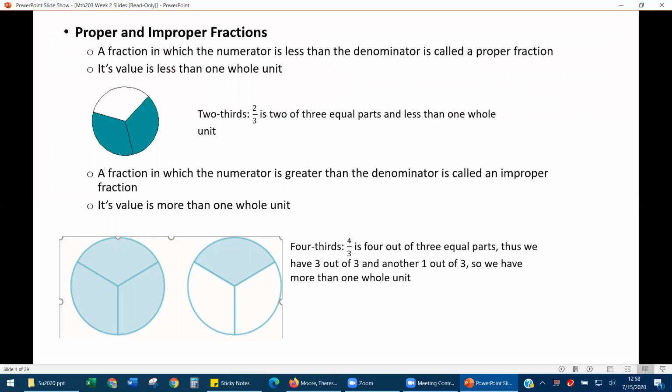Because if the numerator is bigger than the denominator, this means the fraction represents more than a whole unit. So for example, 4/3, we have 2 circles cut into 3 equal pieces. Well, if we have 4 out of those 3 equal pieces, that means we have a whole and part of another. So an improper fraction, the value is greater than 1, and the numerator would be bigger than the denominator.